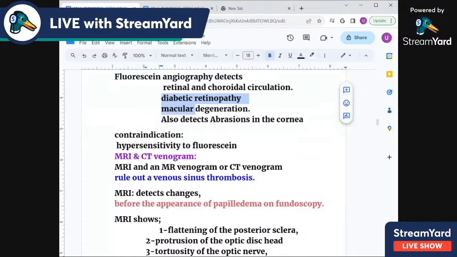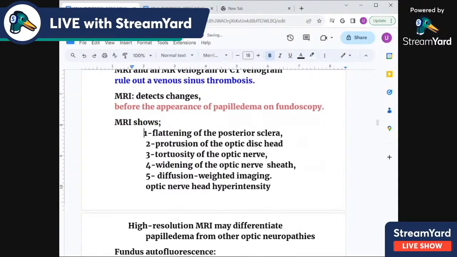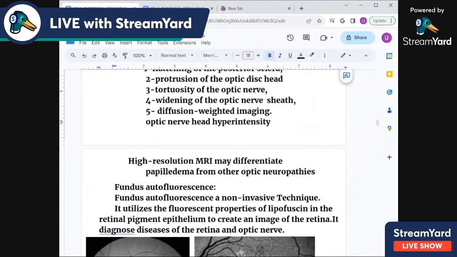So what are the MRI features in papilledema? Number one, there is flattening of the posterior sclera, widening of the optic nerve sheath, and tortuosity of the optic nerves. There is also protrusion of the optic disc head. These are the features you see on MRI before any changes are detected on direct fundoscopy or ophthalmoscopy. And high resolution MRI may differentiate papilledema from other neuropathies.